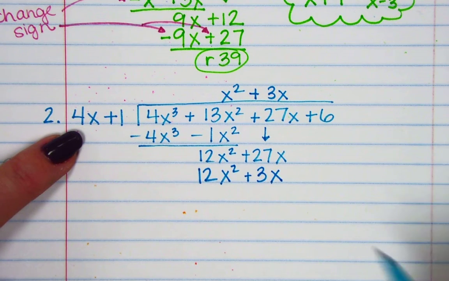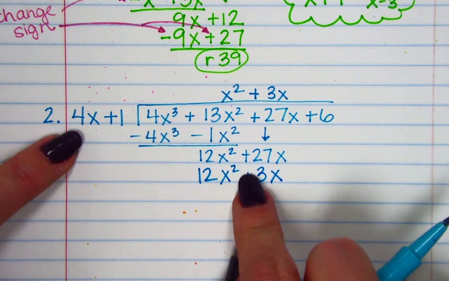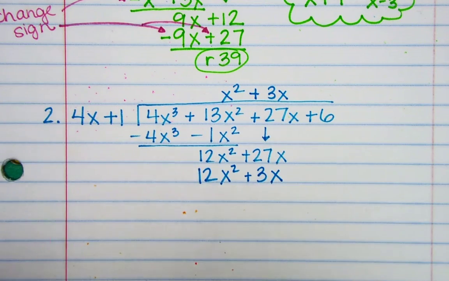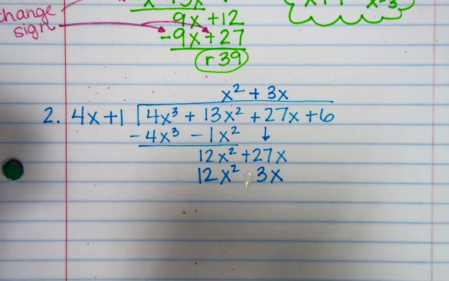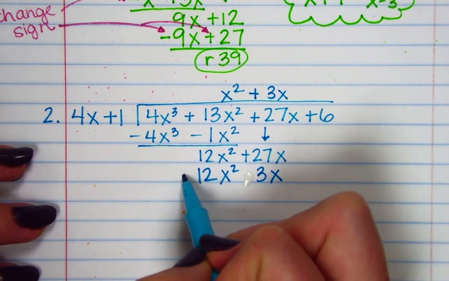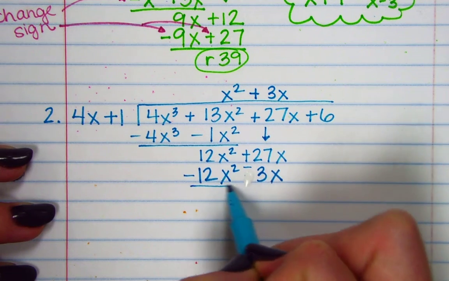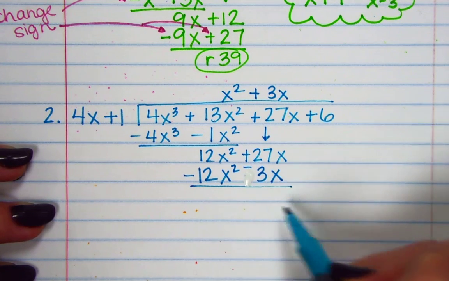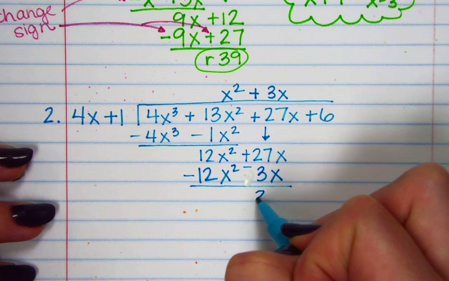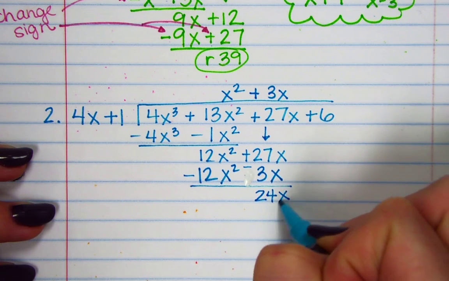3x. Oops, I should have written that down. Hold on. I'm going to leave this out. Okay, because then we're subtracting, so I'm going to change this to a minus sign. Okay, subtract, subtract. Gives me 27 minus 3x is 24.